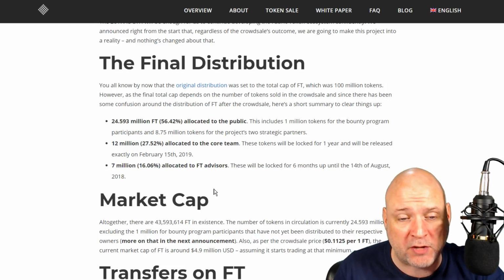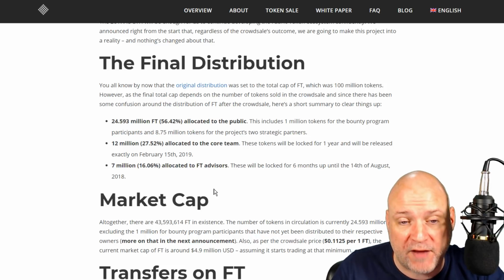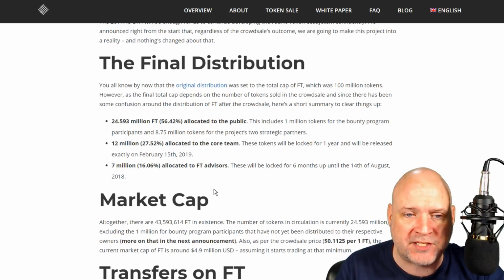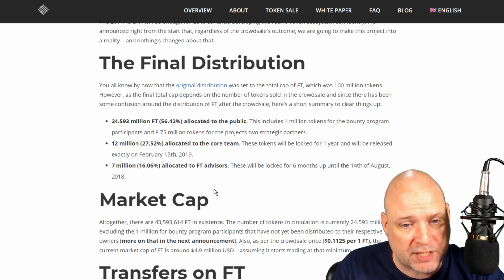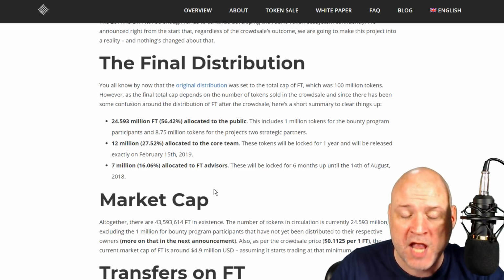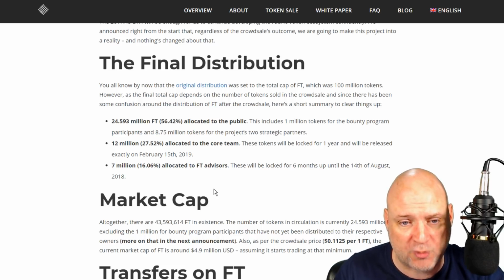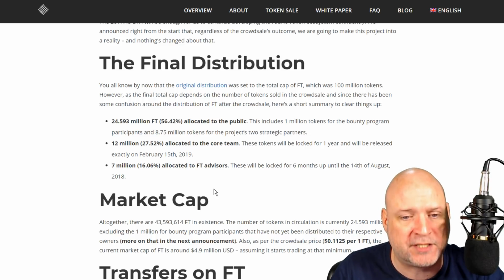Now 12 million, or 27.52%, was allocated to the core team. Those will be locked until February the 15th next year, and then 7 million, or 16.06%, were allocated to the advisors, and they're locked for 6 months until the 14th of August 2018. So if you're going to invest in this project, you've got to bear in mind that those tokens over the next 8 months will come onto the circulating supply.